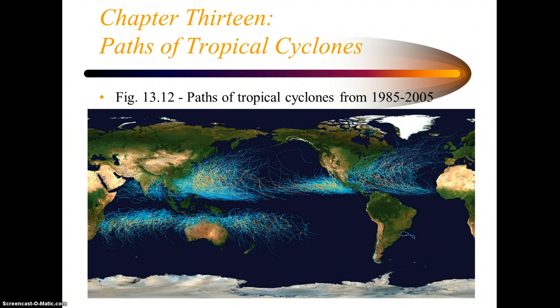Figure 13.12 shows you the paths of tropical cyclones in a 20-year period from 1985 to 2005. And you can really get a feel for what part of the world they occur in. And there's that one lonely line right there off the coast of Brazil in March of 2004.